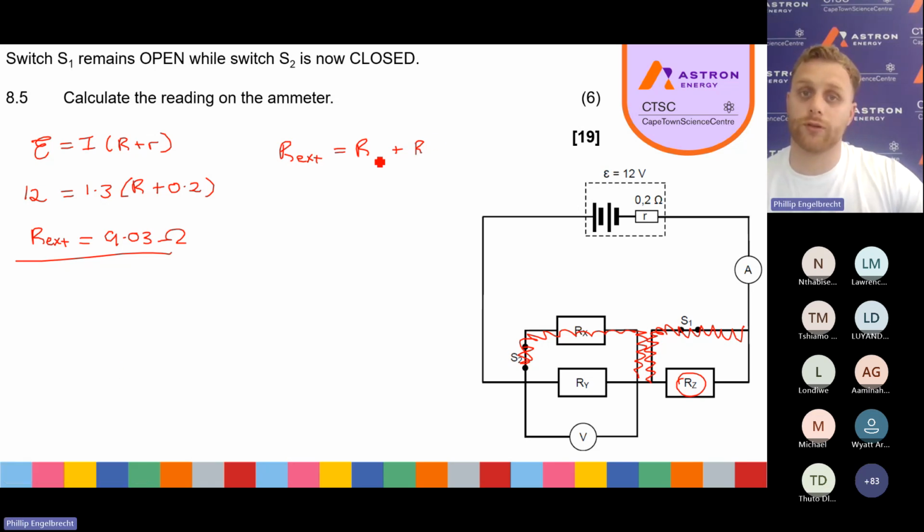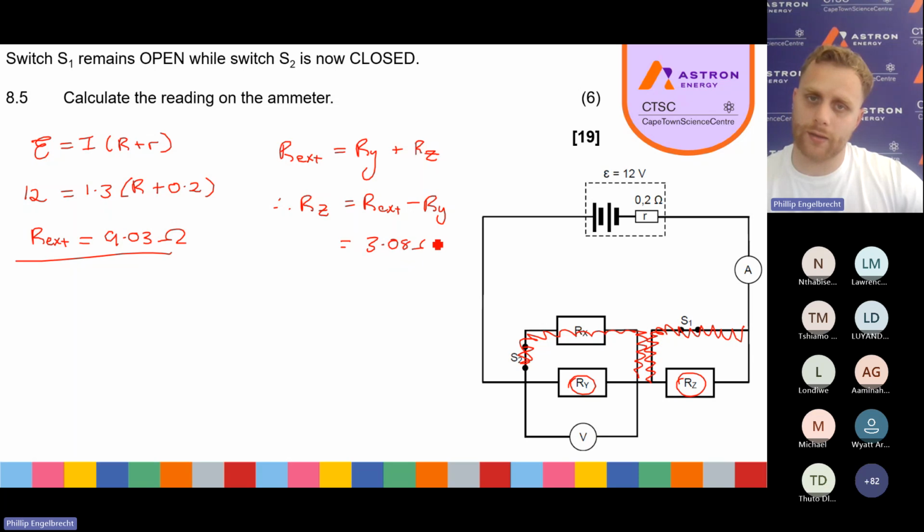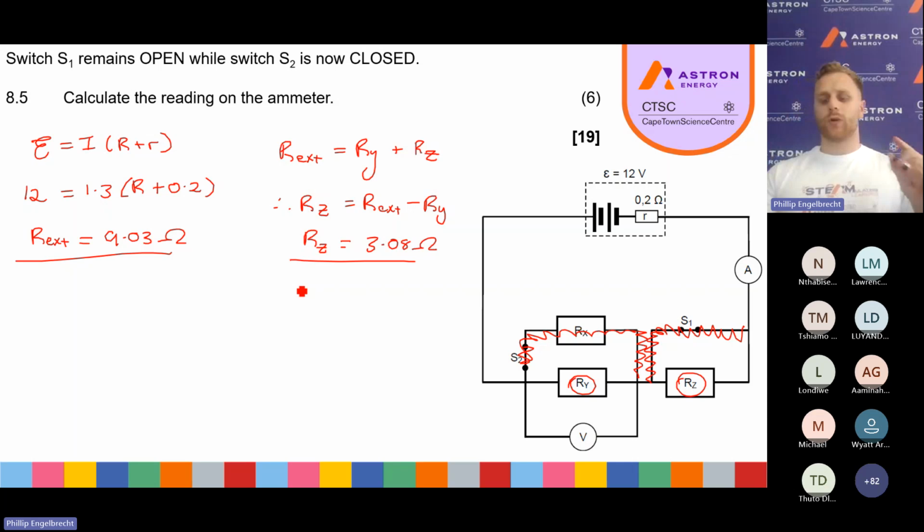So it's equal to the total external resistance was Ry plus Rz. Now, guys, we already calculated the value for the total external resistance, okay? So therefore, Rz is simply the total external resistance minus Ry. And we get that Rz is equal to 3.08 ohms. This is Rz. Bam. So what do I know now? Okay. I first figured out the resistance of Rz.